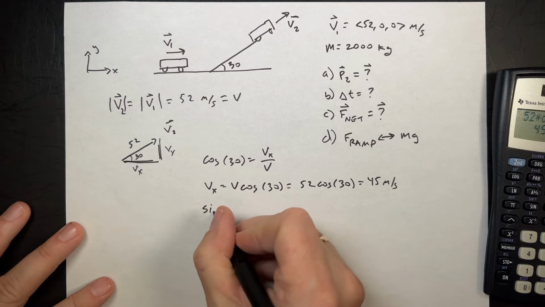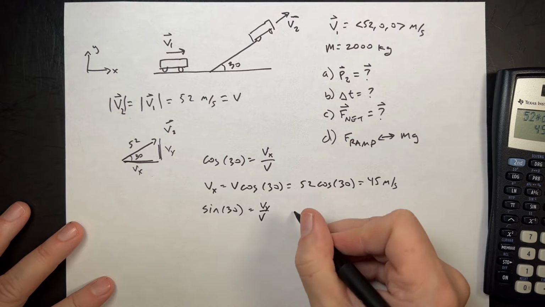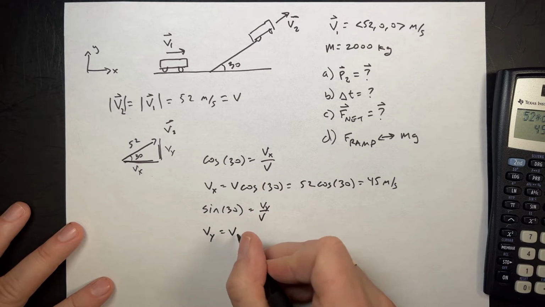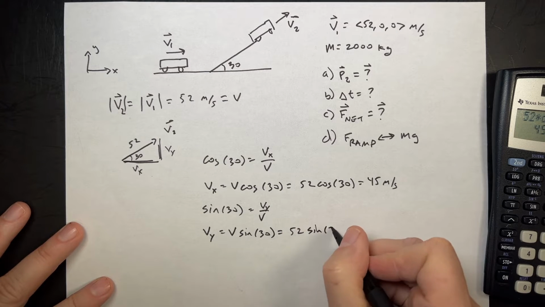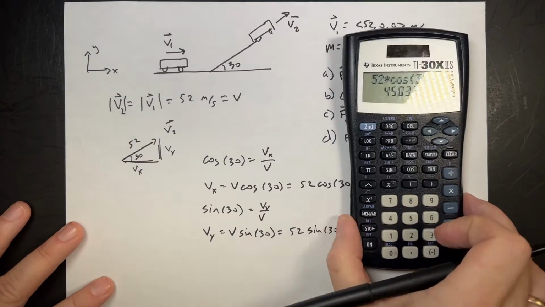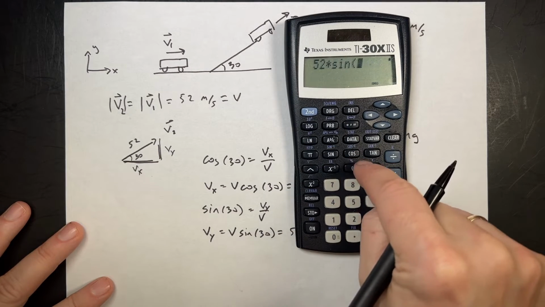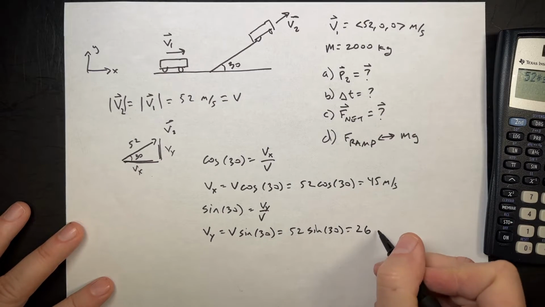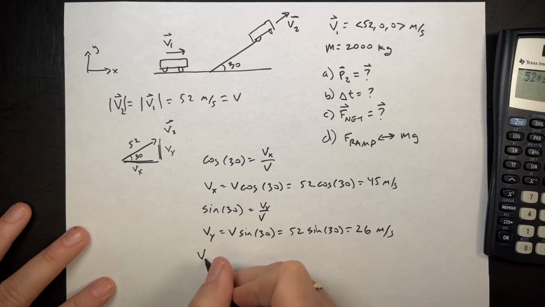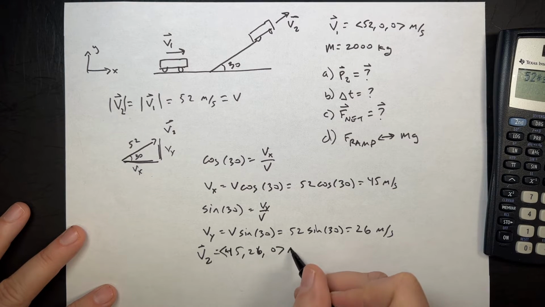Now we can do the same thing for the opposite side. I can say the sine of 30 is equal to Vy, opposite over hypotenuse, over V. So Vy is going to be equal to V sine 30. So it's going to be equal to 52 sine 30. And that will be equal to, I've got to put my calculator here. Right there. 52 times sine 30 equals, and I get 26. So that gives my velocity vector V2 as 45, 26, 0 meters per second.